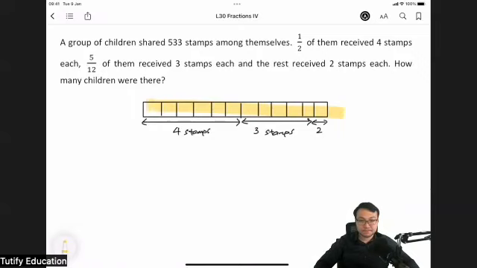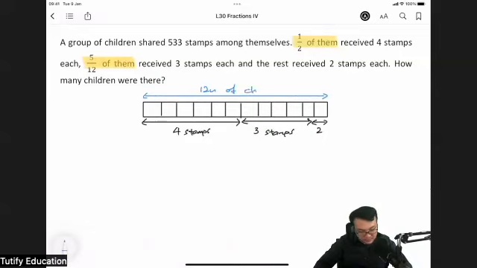Whatever I draw here, is this the number of children or the number of stems? Number of children. Yes, because whenever you say half of them, who is them? Them is referring to the children. 5 over 12 of them is also the children. So how many units are here altogether? 12 units of children. These are all the children.